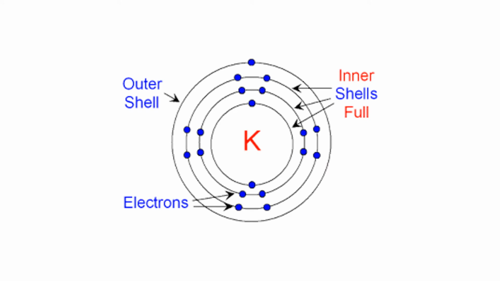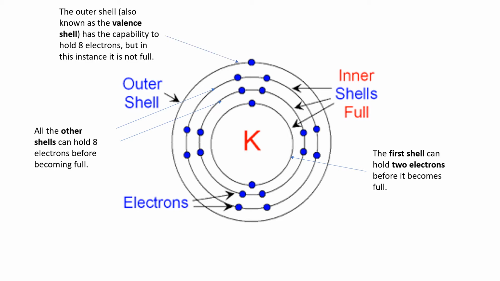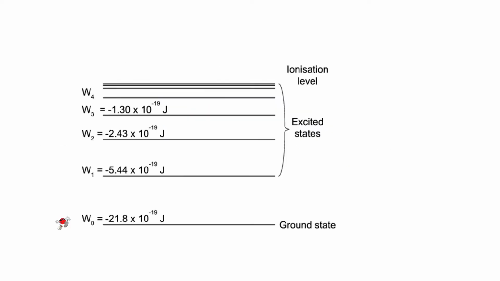Looking at the shells or orbitals in more detail, the very first shell can hold 2 electrons in total before it becomes full. All of the other shells have the capability of holding 8 electrons before becoming full. The outer shell, which is also known as the valence shell, has the capability to hold 8 electrons, but in this instance, it is not full. It only has 1 electron. In this instance, we're looking at potassium, which is a metal, which is a very good conductor, and this 1 electron in the outer orbital will become more significant later on as we go through the lesson.